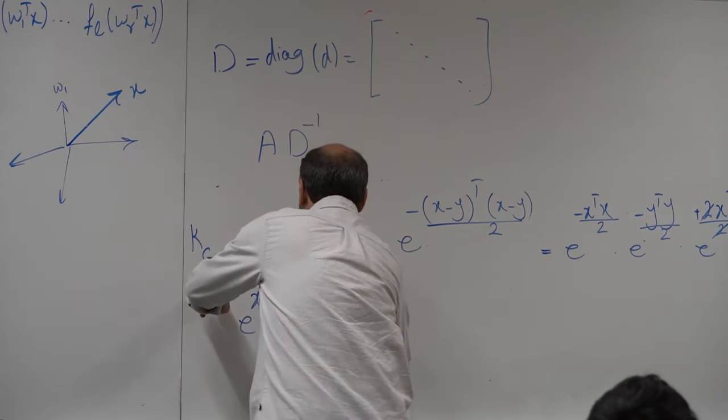And KL divergence of P, Q, is not the same as KL divergence of Q and P. Write it here. KL divergence of PQ is different from KL divergence of QP. So it's not symmetric. It's not the distance. It's divergence.